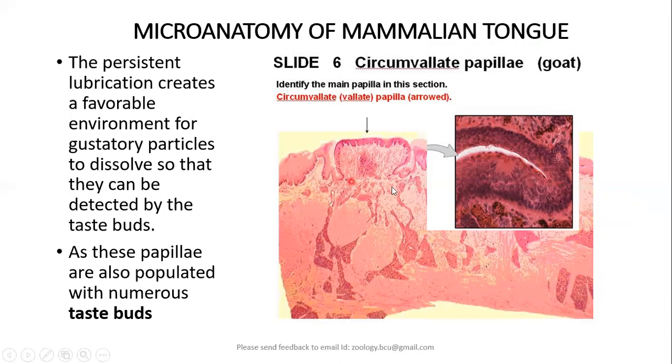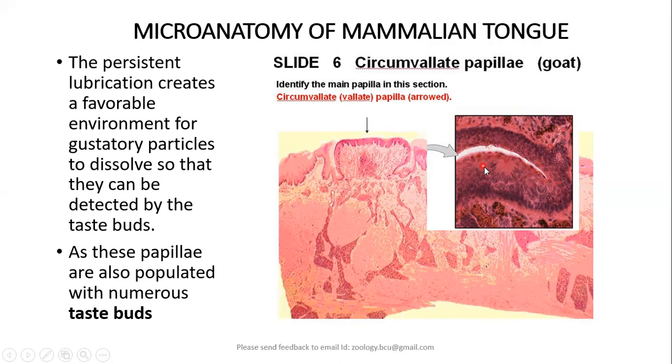So this persistent lubrication of the tongue in the trenches creates a favorable environment for the gustatory particles of the food to dissolve in the saliva, so that these materials or the biomolecules of the materials can be detected by the taste buds. You can very clearly see here a trench around the circumvallate papillae with the saliva.